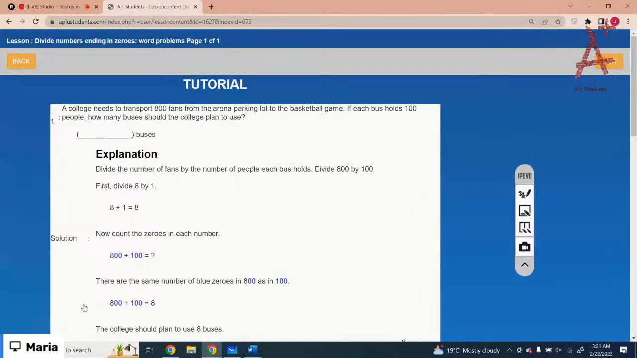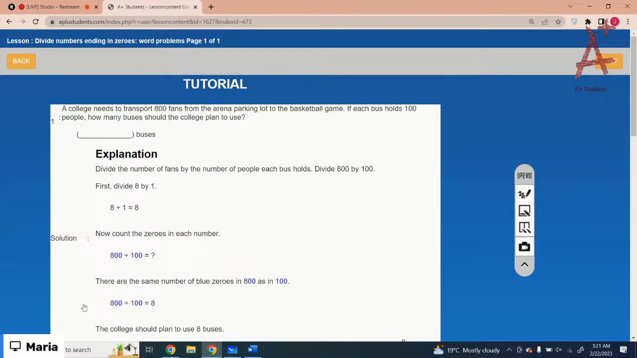Okay, our college needs to move 800 fans from the arena parking lot to the basketball game. If each bus holds 100 people, how many buses should the college plan to use? So the total number of people is 800. You have to divide the total number of fans by the number of fans that a bus can hold. So you have 800 fans and a bus can hold 100. You have to do 800 divided by 100.